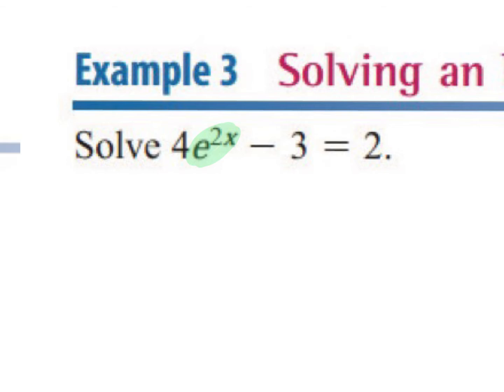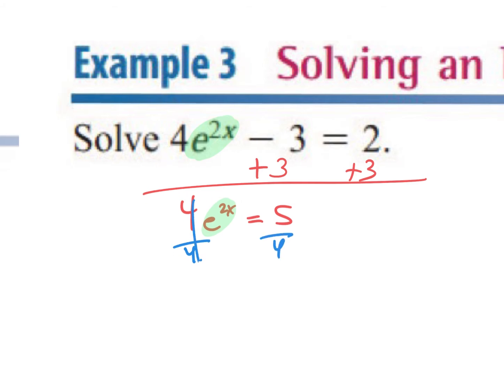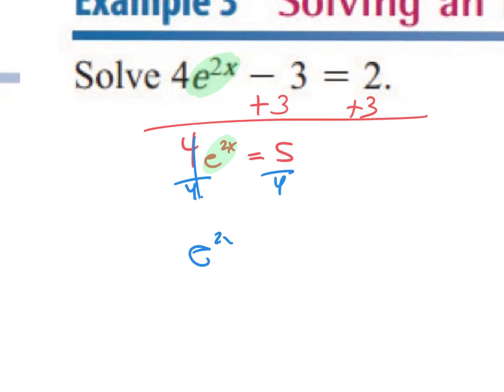I'm going to add 3. So add 3 to both sides. So I have 4 e to the 2x equals 5, right? I still need to get e to the 2x by itself. So what am I going to do? Divide by 4. So I have e to the 2x equals 5 over 4. Just leave it. Don't do anything in your calculator yet.